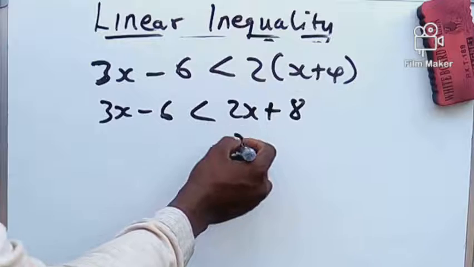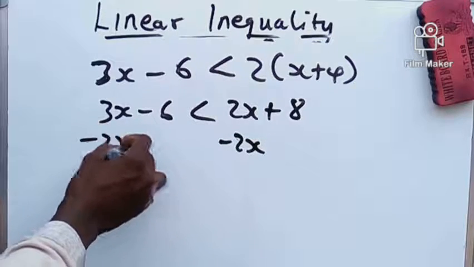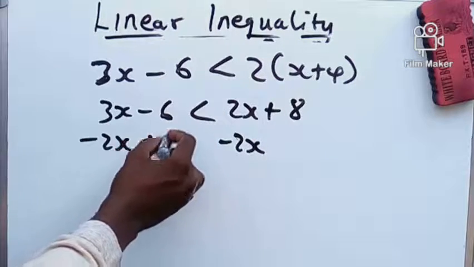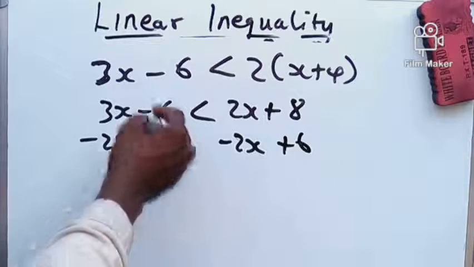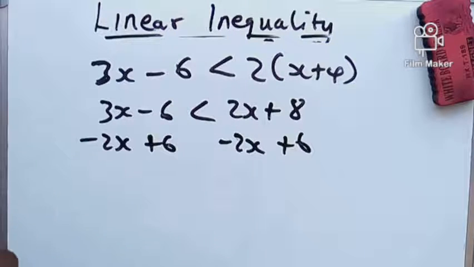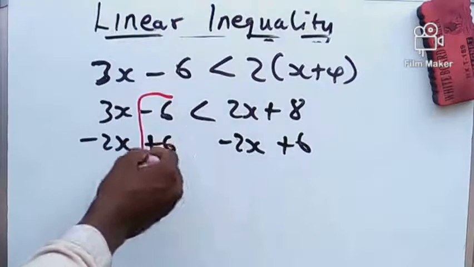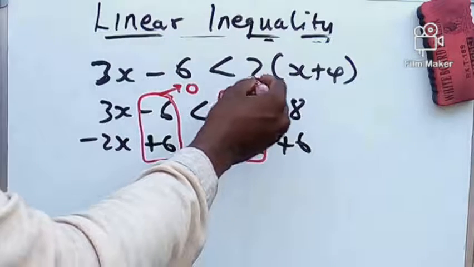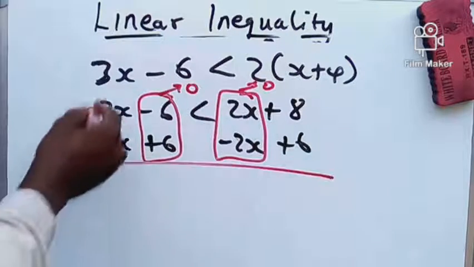So to do that, we introduce minus 2x on both sides, and then minus 6, we take it to the other side. So this will become plus 6 on both sides. So this will eliminate these two. So this is equal to what? 0. And this is equal to what? 0.